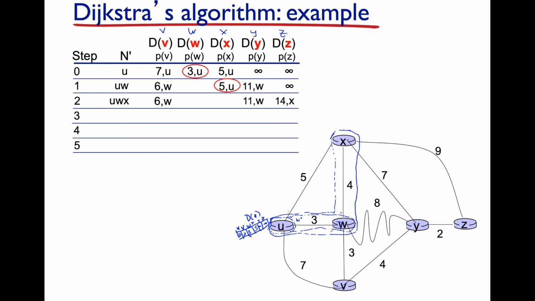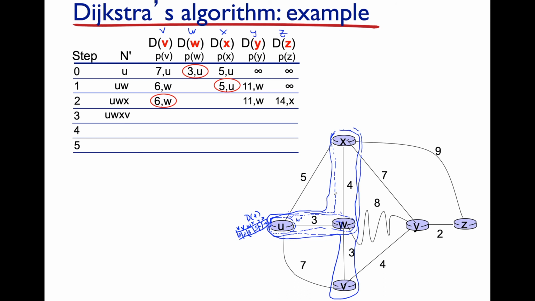We're going to now add v to our working set n prime. So when you add v to the working set n prime, that's once again growing the blob. So this blob grows, and now we add v. See if I can draw this to the blob, right? So now it has u, w, x, and now v.